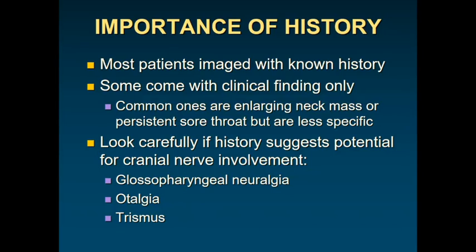Most of the time these squamous cell carcinomas will come in with a known history, but occasionally you'll find these ones that come in with just a clinical finding or symptom. If you have non-specific things like a sore throat or enlarging neck mass, well, neck mass is more helpful, but a sore throat is not very specific. But if you have something that suggests the potential for cranial nerve involvement, such as glossopharyngeal neuralgia, otalgia, or trismus, you really want to look carefully and consider getting an MR if you don't see the cause.